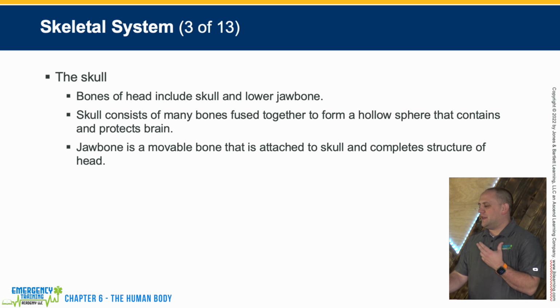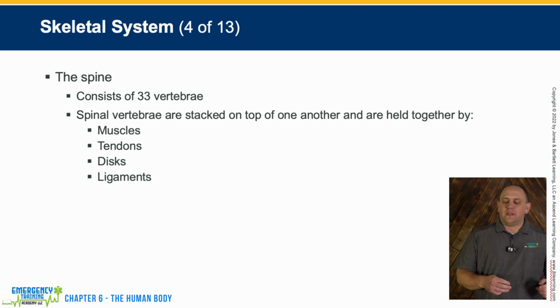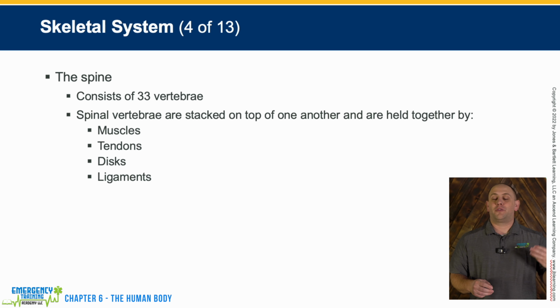And then the jawbone is the movable bone that attaches, and that's how we're able to chew and eat and speak. Moving down from the head, we have our spine, our 33 vertebrae. We have our cervical vertebrae, our thoracic vertebrae, our lumbar, and then we also have our sacral.